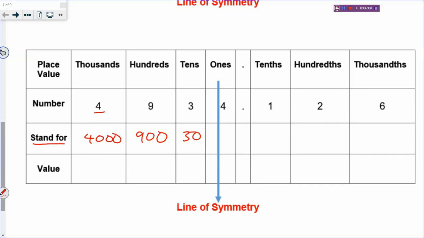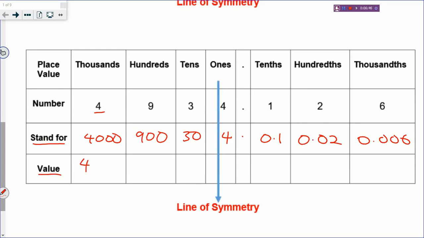Alright, what does the digit 4 stand for? There will be 4 ones, 4. And then the decimal point in the middle, and then what does the digit 1 stand for? There's 1/10. What is 1/10? That is 0.1. What does the digit 2 stand for? There will be hundredths place, right? Hundredths place means you have 2 decimal places. So 0.02, right? 2 decimal places. The digit 6 stands for 0.006 because it has 3 decimal places. Got it? Alright, now the value is the same as stands for, exactly the same.